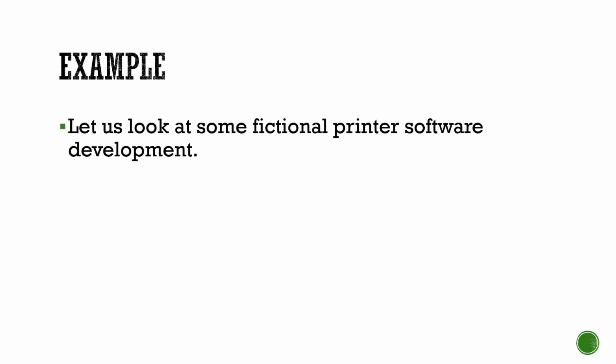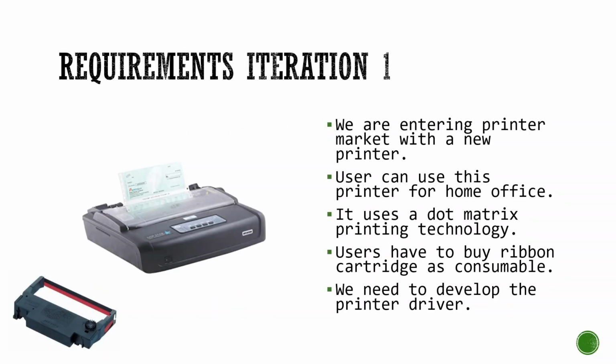Let us look at some fictional printer software development. We are going to see how code at the wrong level of abstraction enters our system and how it evolves over time. Let's look at an example.